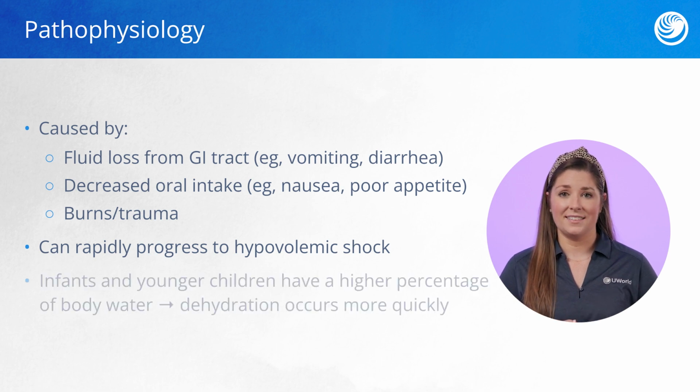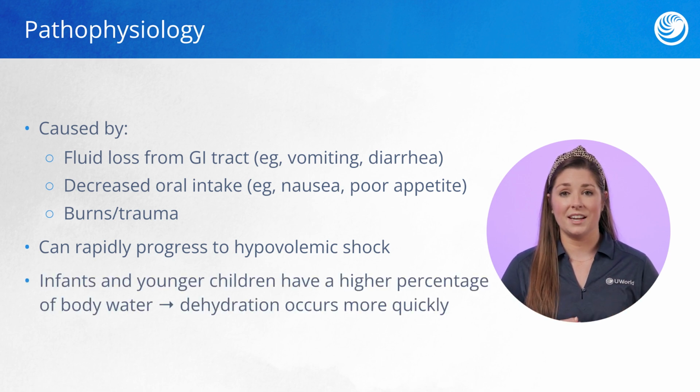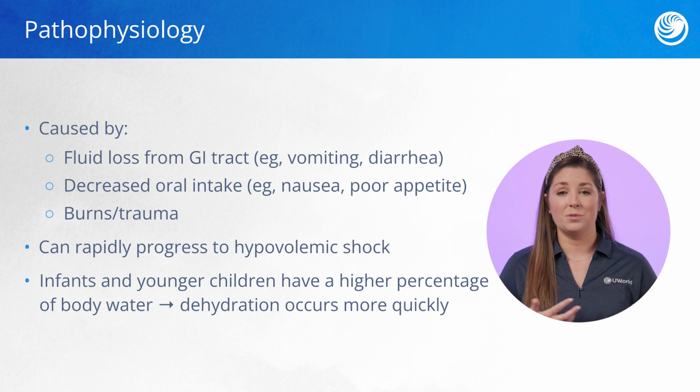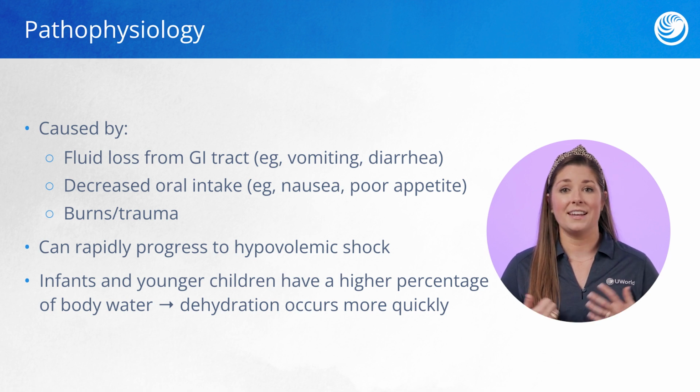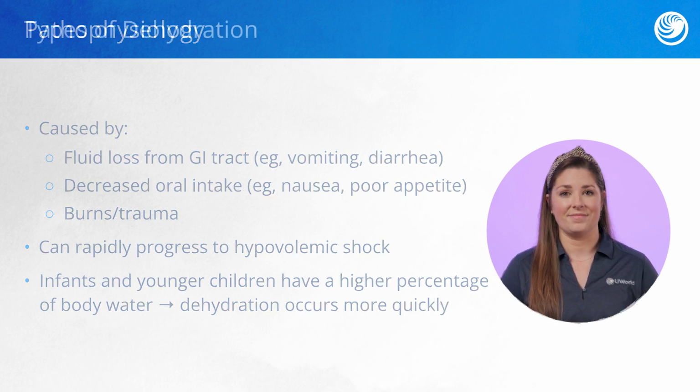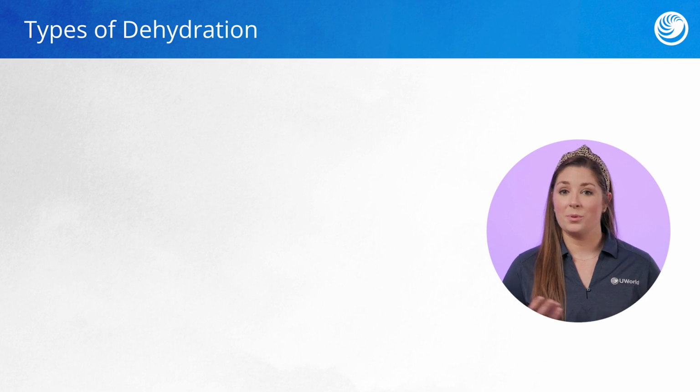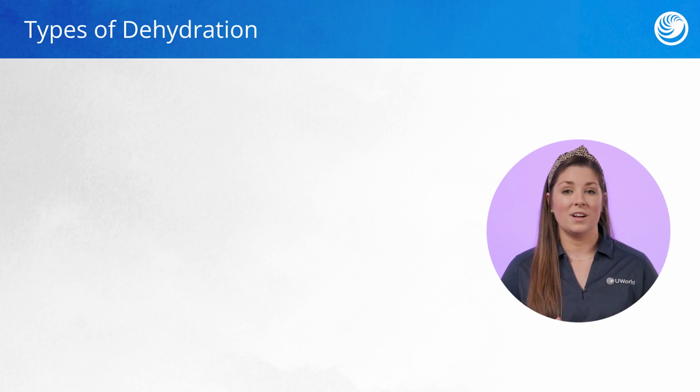I do want to highlight that children are at a higher risk of dehydration as they have a higher percentage of body water to their surface area. They also don't respond promptly to some of these fluid alterations within the body, so they are at increased risk for dehydration.